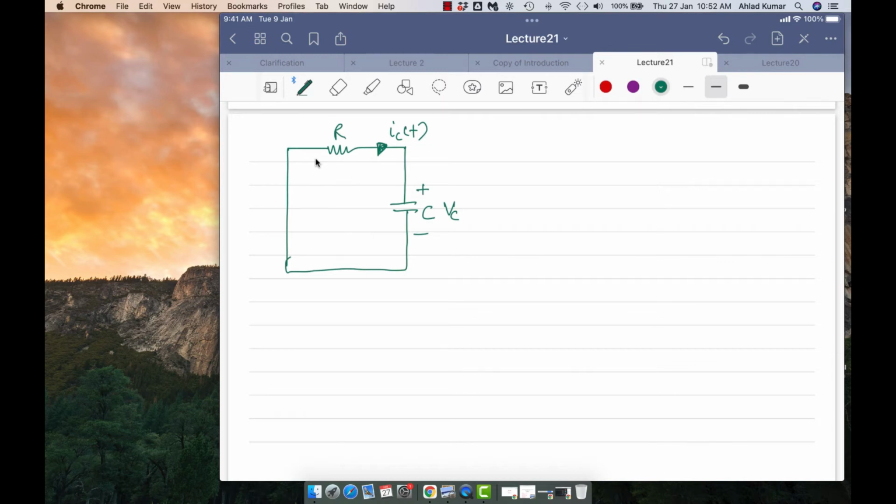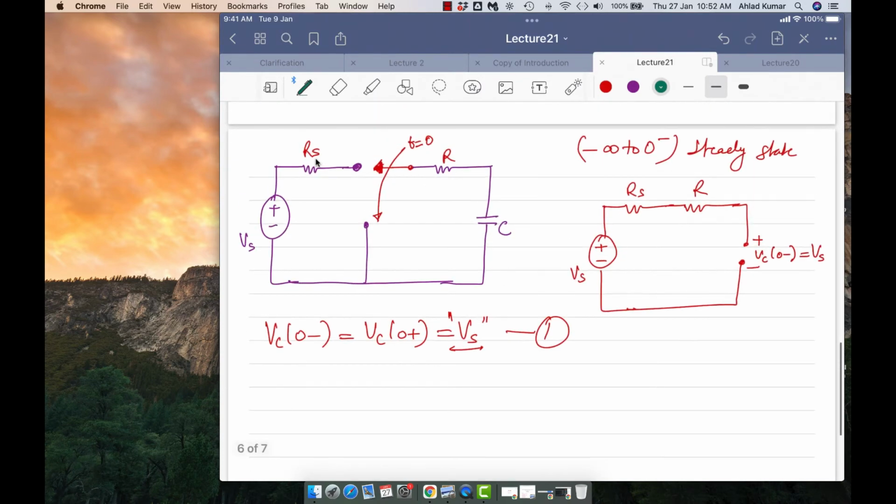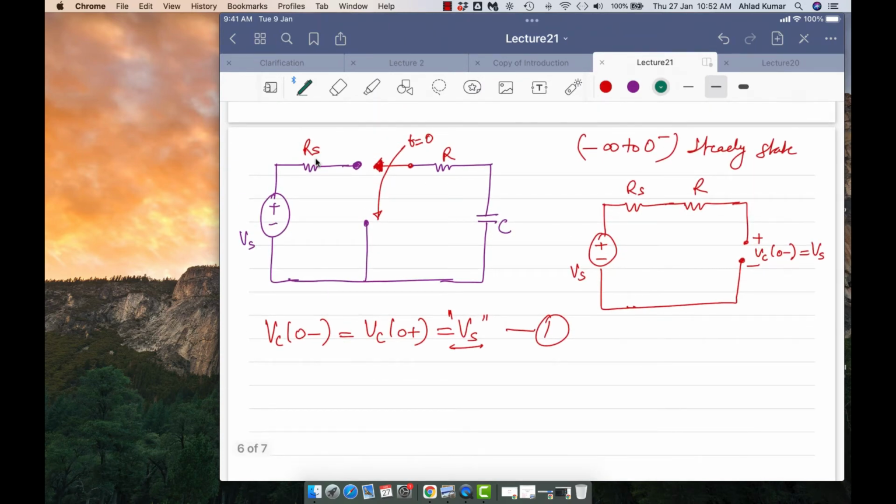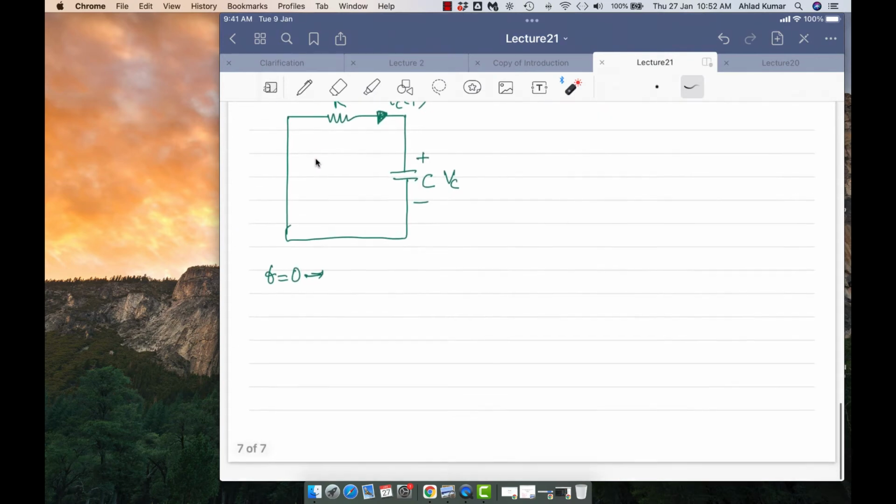So once the circuit is looking like this at time t equal to 0, this is because your switch is now on this side, right? You are connecting the resistance through this point. Now the switch is connecting to this point, so you have only R and C now, right? So here we have this.